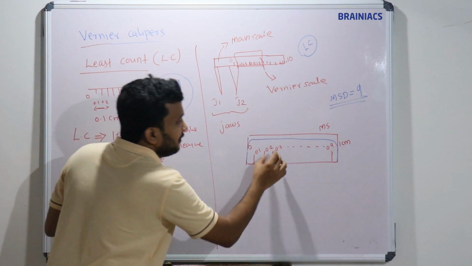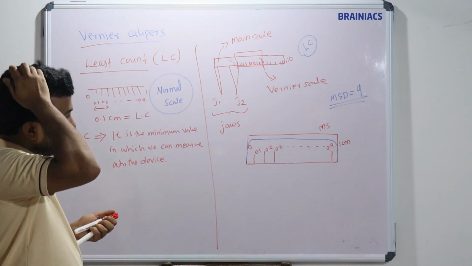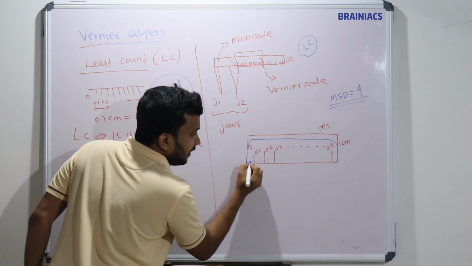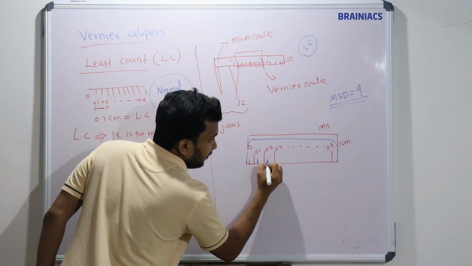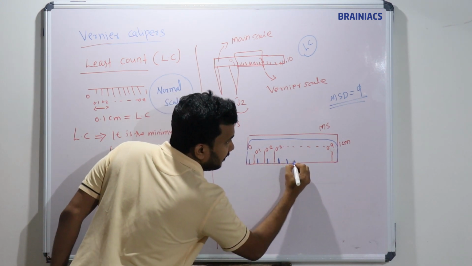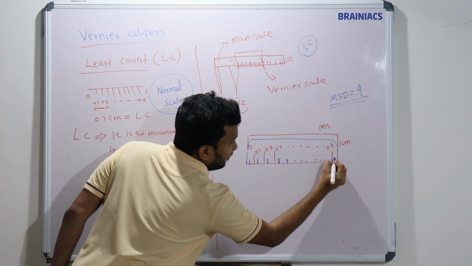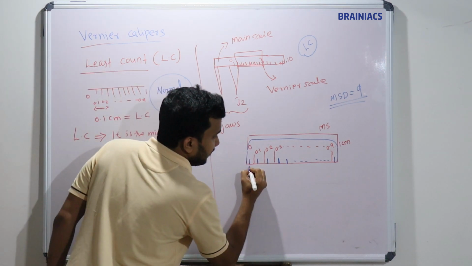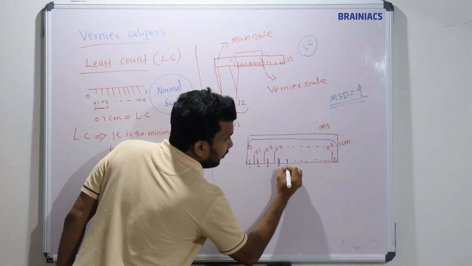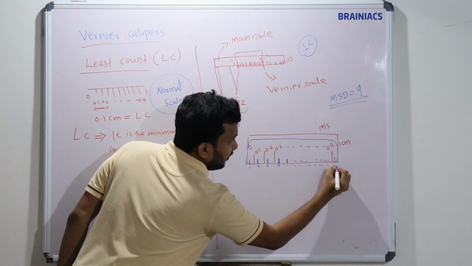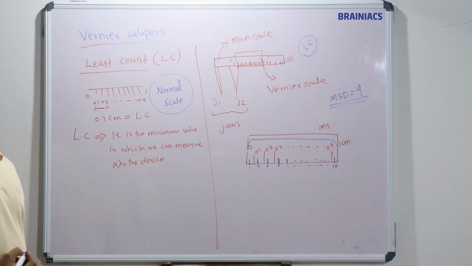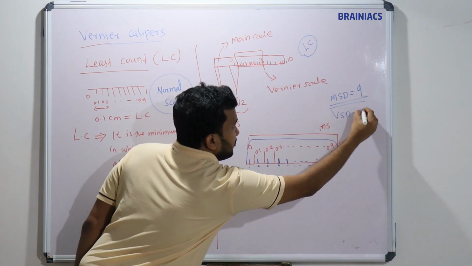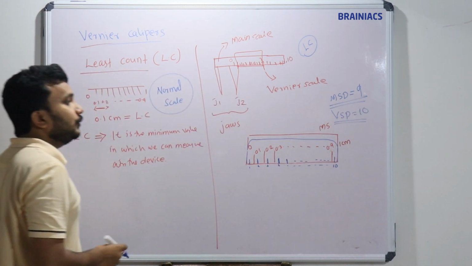The vernier scale will also have readings like this; the vernier scale reading will be these blue color lines I am marking. I can draw them to the top, similarly here, here, and up to this point. If you count like this, 1, 2, 3, 4, and so on, you have 10 vernier scale divisions. So MSD equals 9 and VSD equals 10.